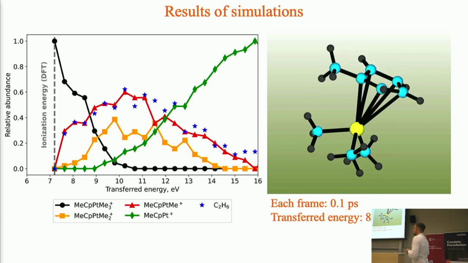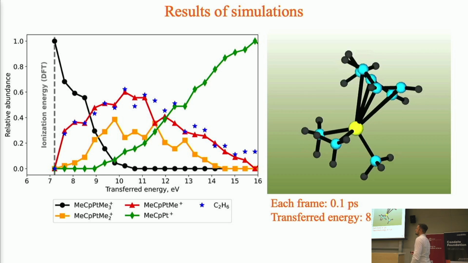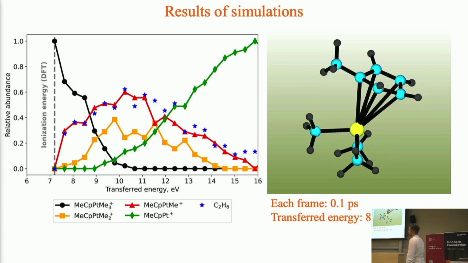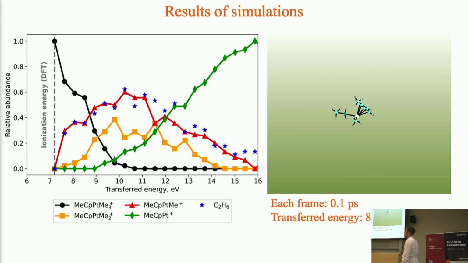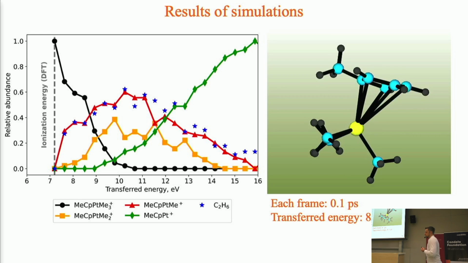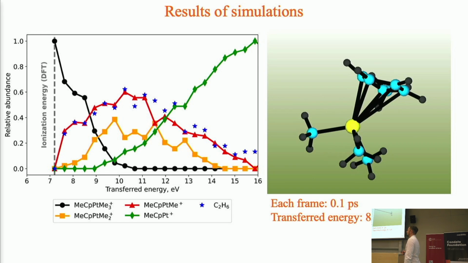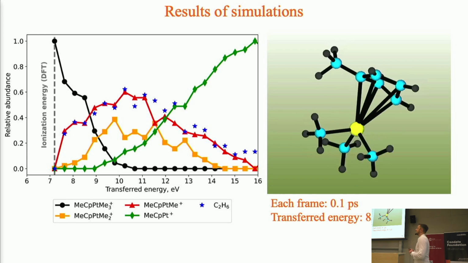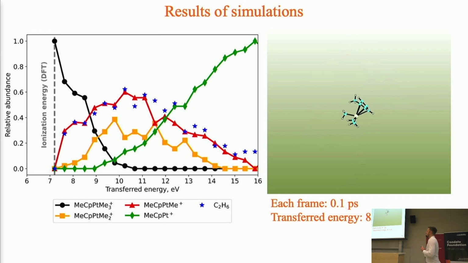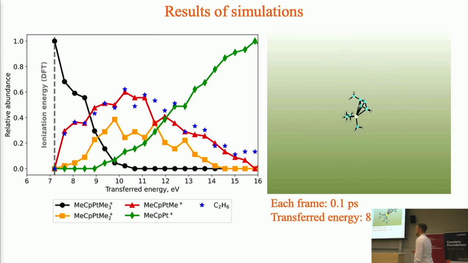On the x-axis we have the energy transferred to the neutral molecule, and this line indicates the adiabatic ionization energy. On the graph, it is clear that at low energy, the main reaction pathway is the loss of two methyl groups, which is accompanied by ethane formation, and perfectly copies the shape of this red curve.